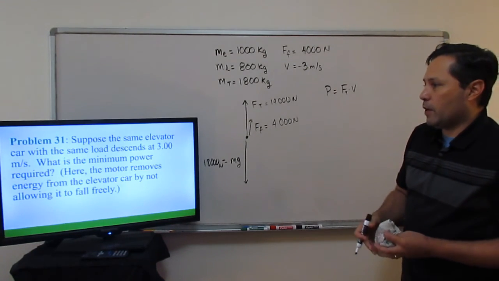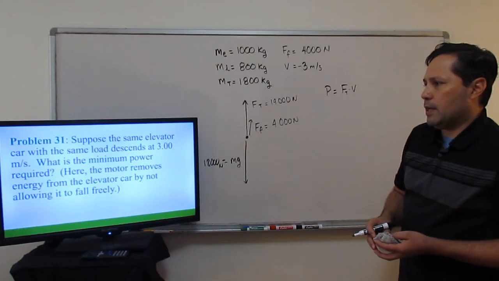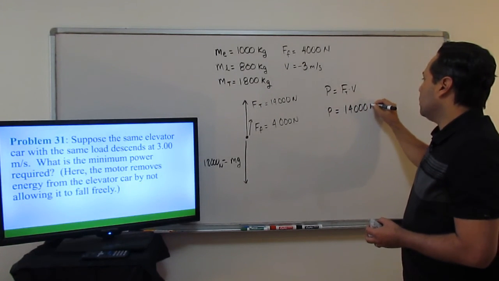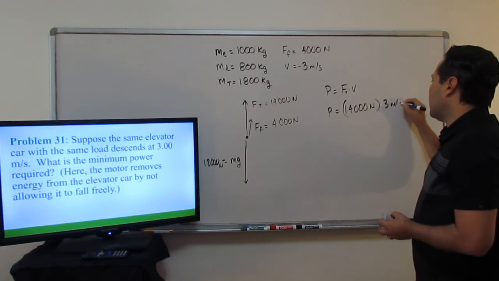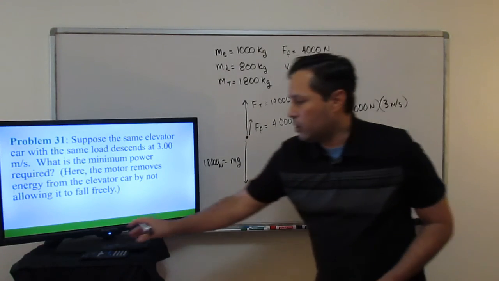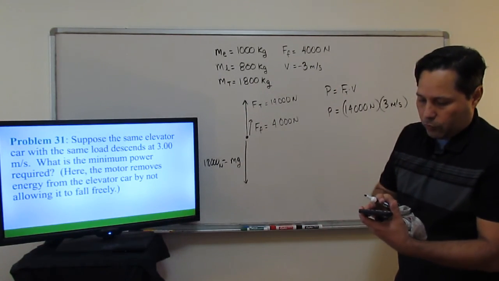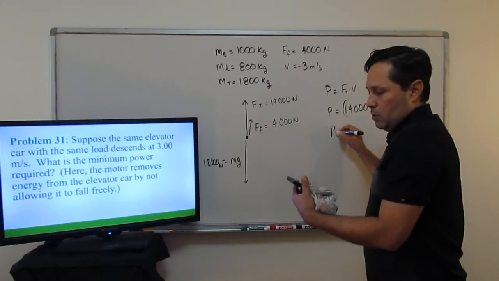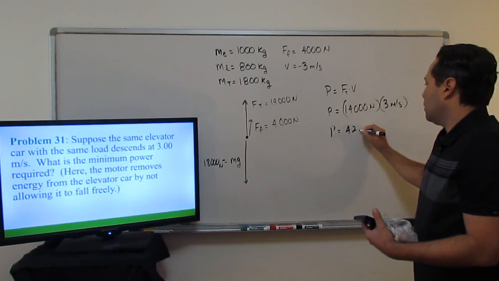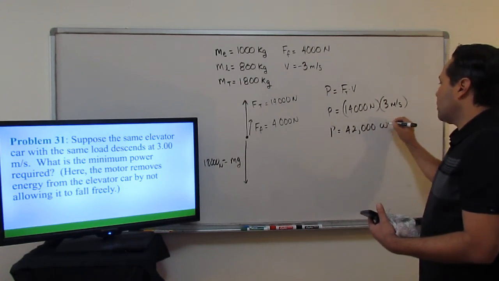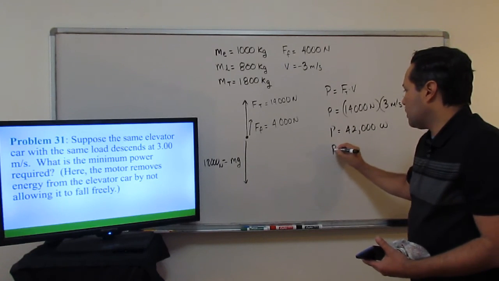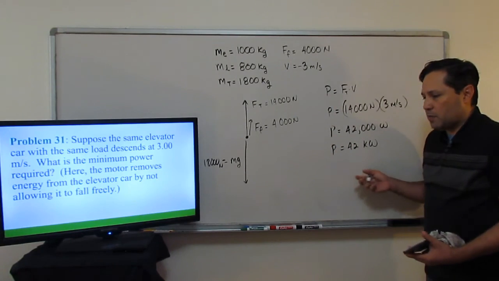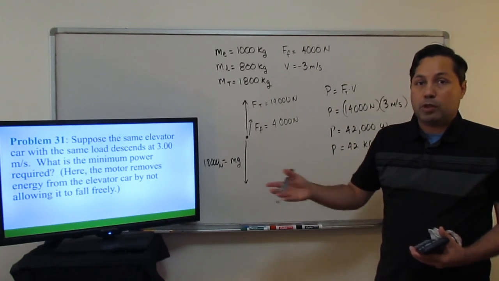Next, we're going to figure out how much power is required. So for the power, it's going to be 14,000 newtons, and I'm moving at a velocity of 3 meters per second. So we multiply both of these. 14,000 times 3 gives us 42,000 watts. And again, they likely want the answer in kilowatts, so it's going to be 42 kilowatts, just divided by 1,000 to get the answer. And that takes care of problem number 31.